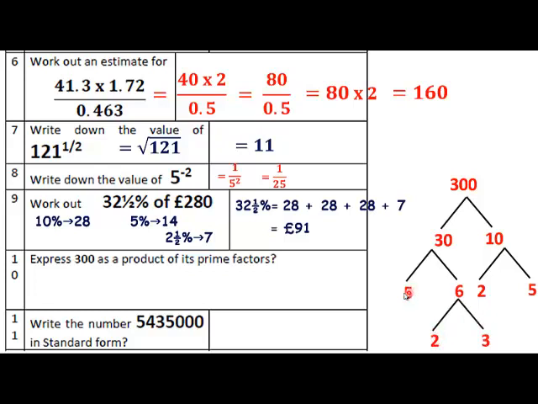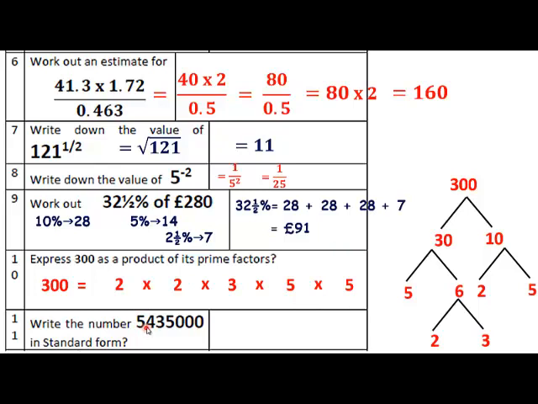And now, all the prime numbers, 5, 2, 5, 2, and 3, I'm going to times them all together. I'm going to put them in numerical order. They don't have to be in numerical order, but it is useful. And that's my answer: 2 times 2 times 5 times 5 times 3, or 2 times 2 times 3 times 5 times 5. So the order is definitely not important, but it would be useful.